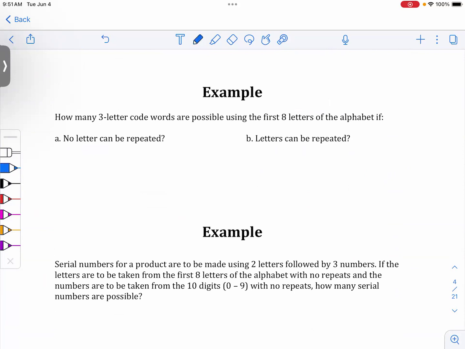So how many 3-letter code words are possible using the first 8 letters of the alphabet if no letters are repeated? And then if letters can be repeated. So if no letters are repeated, both of these can be done with the blank method, and then what you put in there will change. So I have 3-letter code words, which is why there's 3 blanks. No letter can be repeated, which means the first option, I have 8 letters, and then I have 7 letters, and then I have 6 letters. And then multiply that out.